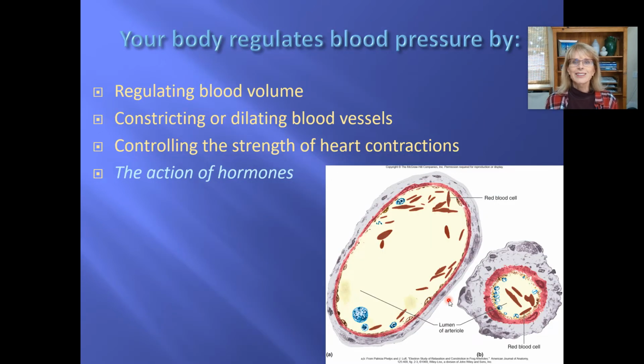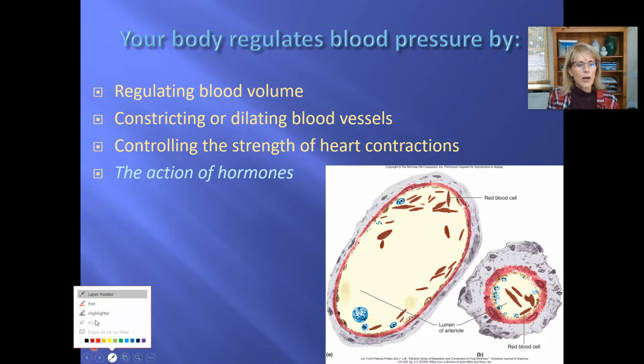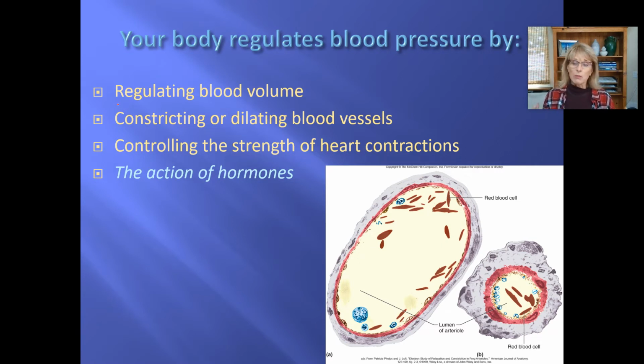Systolic, diastolic, okay? There are three ways that your body regulates your blood pressure. It does it by regulating blood volume. That's number one. Regulating blood volume. Did you know that you don't always have the same number of cups of blood in your body? Changing that blood volume, this is a job that's mostly done by your kidneys. We're going to be talking about how your kidneys regulate blood volume when we get to the urinary system.